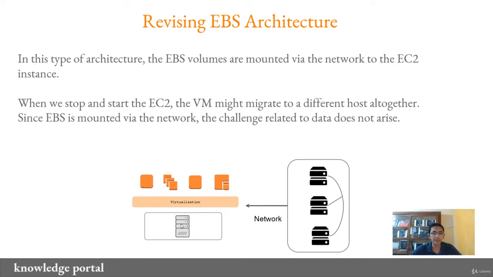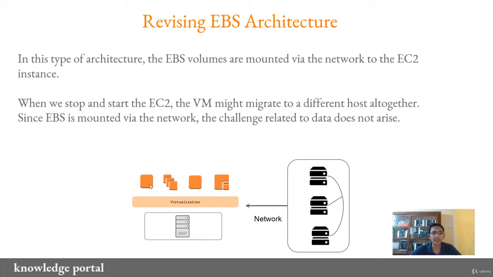This can be better explained with a diagram where you have a server. This is a physical server. On top of the physical server, you have a virtualization technology which allows multiple virtual machines to run on a single physical server. And the EBS volumes are part of a separate stack altogether. So what happens? You have EBS volumes and via this specific network, they get mounted to a specific EC2 instance that you specify. Now, when you stop and start the EC2 instance, the VM might migrate to a different host altogether. So it is not necessary.